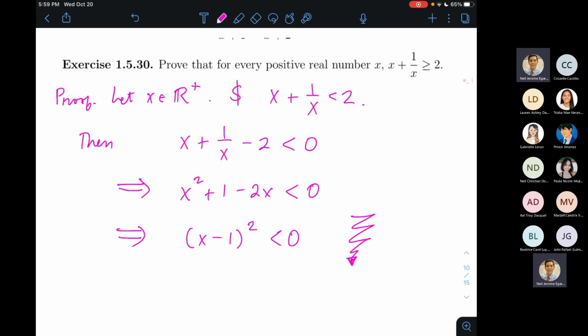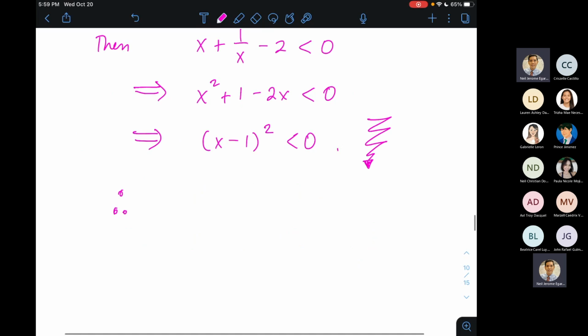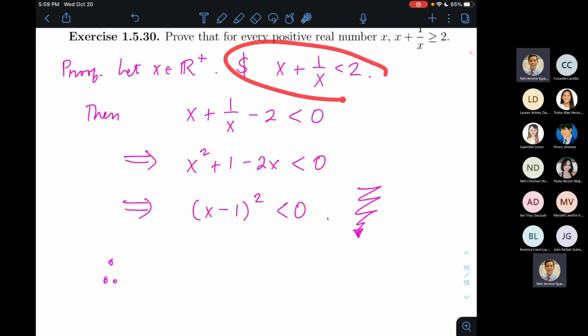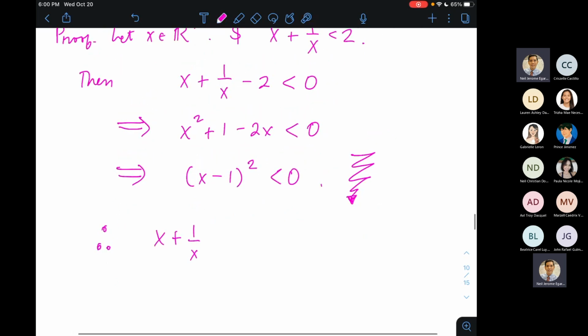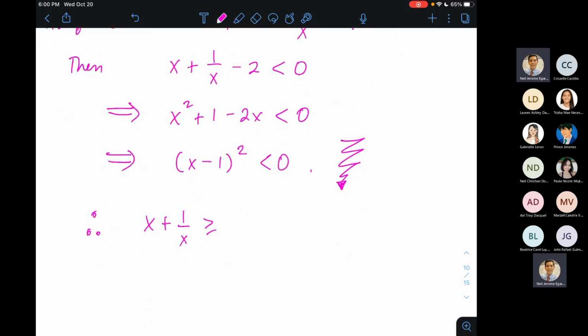All right? So if the theorem were false, we would have to accept that x minus 1 quantity squared is negative, which we cannot allow to happen. So again, by the law of excluded middle, we will be forced to accept the statement to be true. This means our supposition is false. Since our supposition is false, we don't have any choice but to accept that x plus 1 over x must be greater than or equal to 2. End of proof. All right.